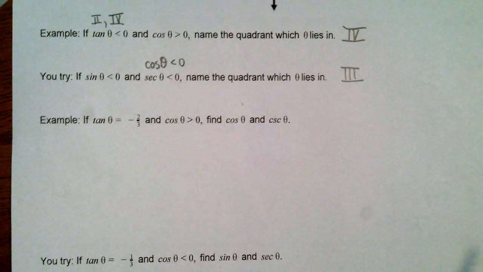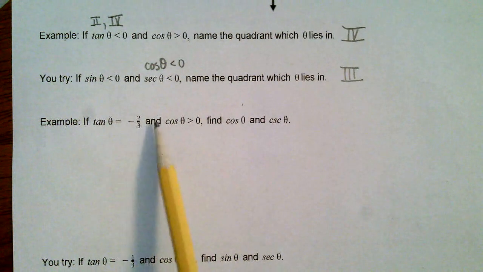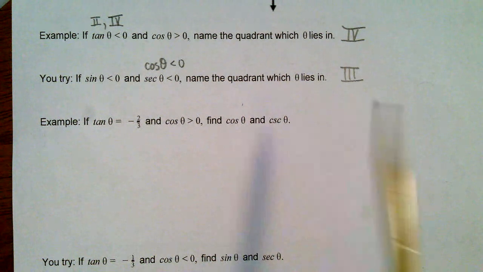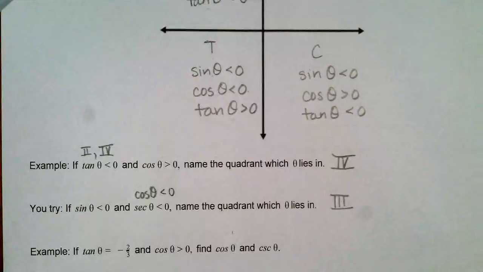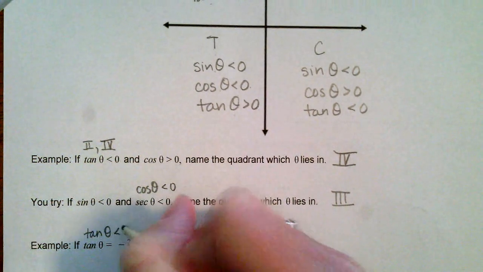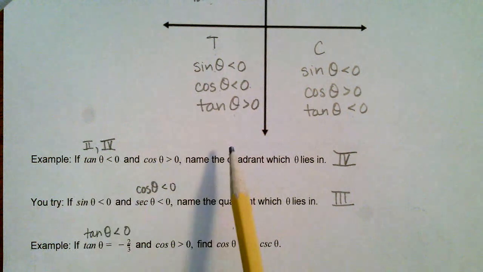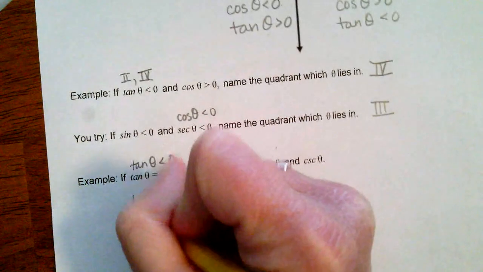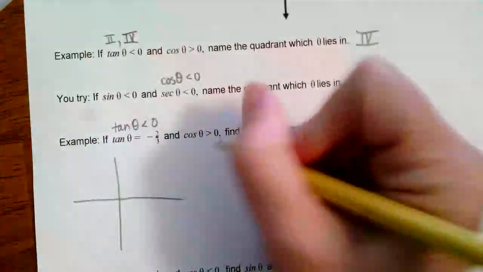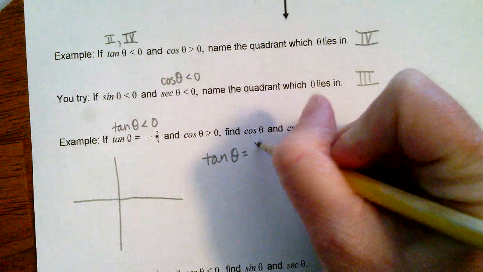Okay, let's move on to our next example. We are looking for: if tan of theta equals negative 2 over 3 and cosine theta is greater than 0, find cosine theta and cosecant of theta. Okay, my tangent is less than 0, because my tangent is negative. If you notice, this is the same as the example above. So I know I am drawing this point in quadrant 4, and my tangent is always equal to y over x.